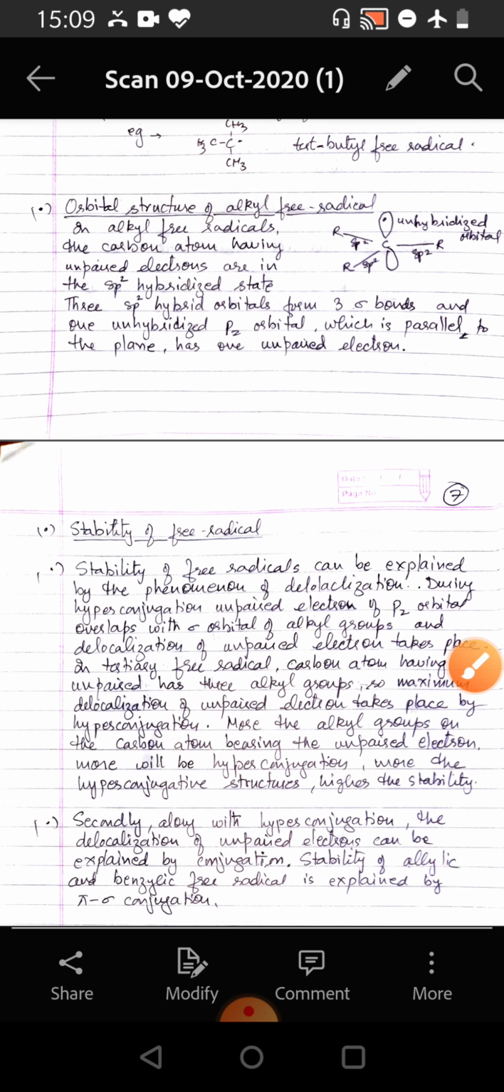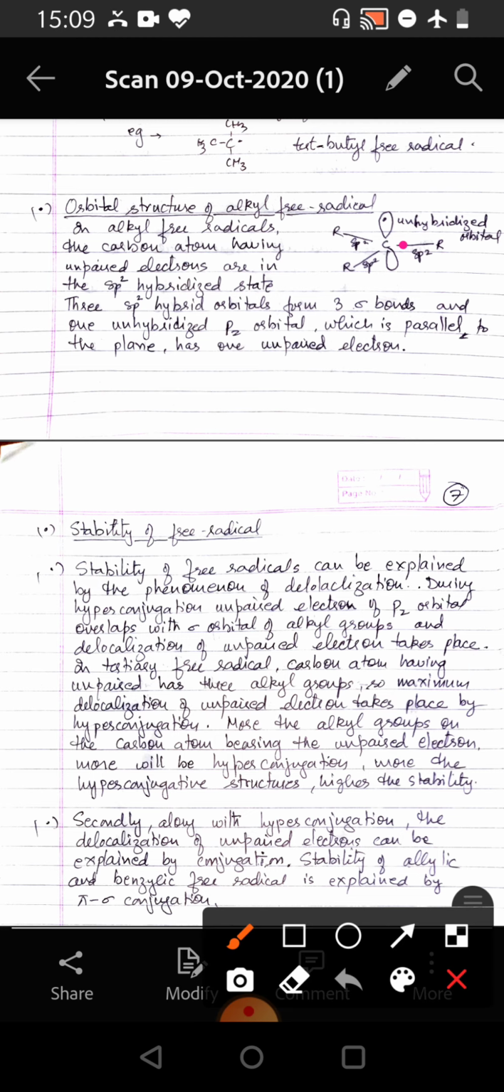Now we come to the orbital structure of alkyl free radical. In alkyl free radicals, the carbon atom having unpaired electron is in the sp2 hybridized state. The sp2 hybrid orbitals form 3 sigma bonds, and one unhybridized pz orbital which is perpendicular to the plane has one unpaired electron. So this carbon which has one unpaired electron is in sp2 hybridized state. It forms 3 sigma bonds with 3 alkyl groups, and this unhybridized pz orbital contains one electron.